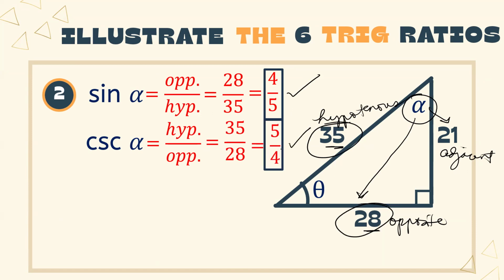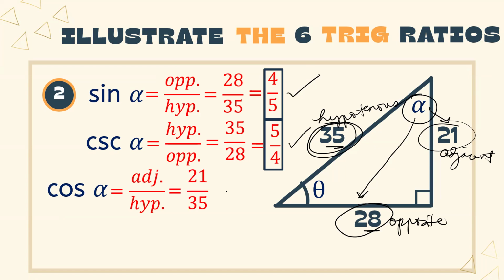Okay? For cosine alpha, that's adjacent over hypotenuse. So that would be 21 over 35. Then we simplify that, divide both numerator and denominator by 7, we get 3 over 5. Okay, did you get it?